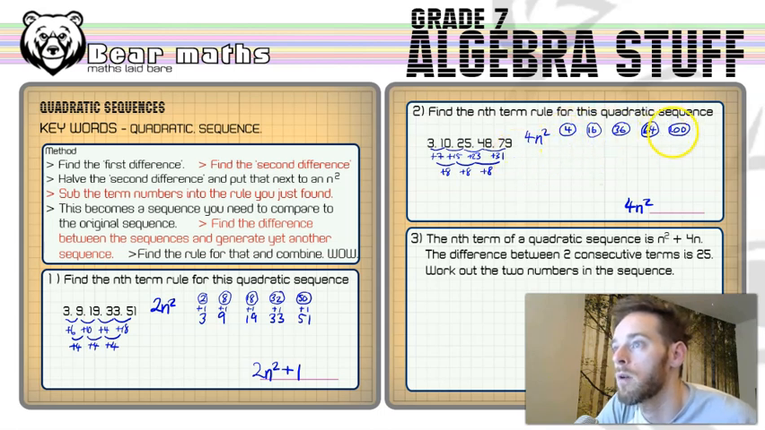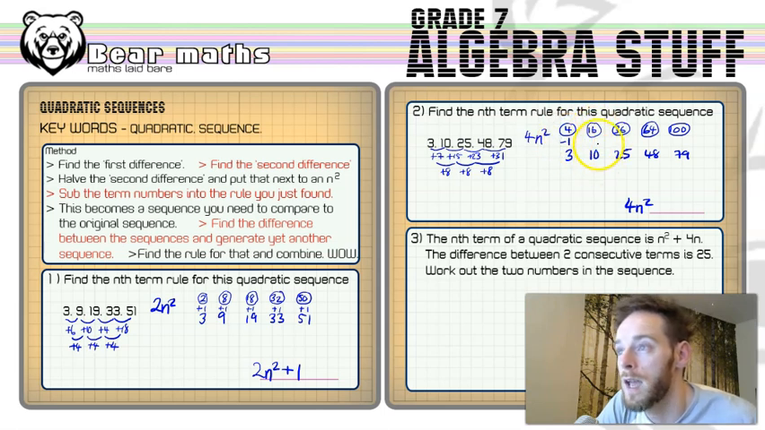Then we compare those numbers to the original sequence. So I've got 3, 10, 25, 48, and 79. Now I'm going to see what the difference is here. Now 4 and 3, what do I have to do to get from 4 to 3? I have to take away 1. What do I have to do to get from 16 to 10? I have to take away 6. From here to here, I have to take away 11.